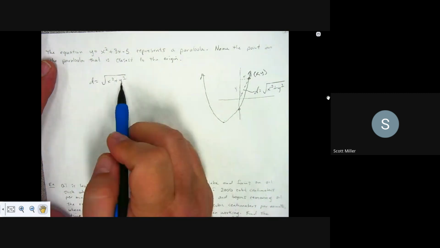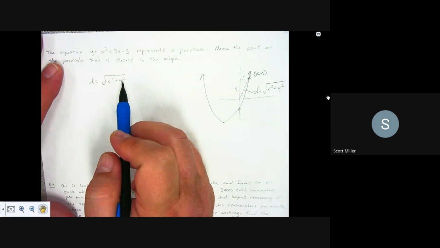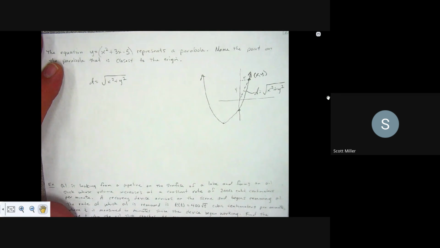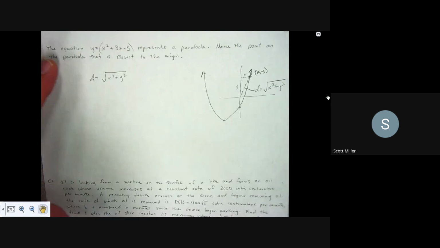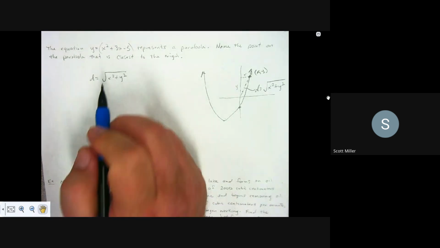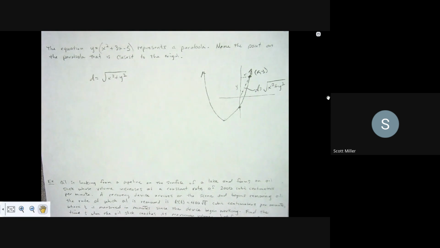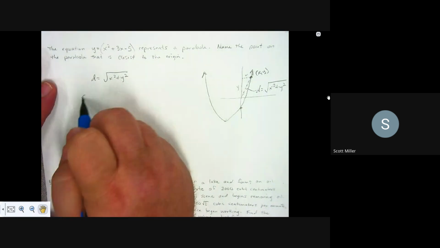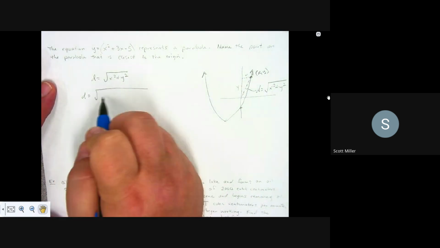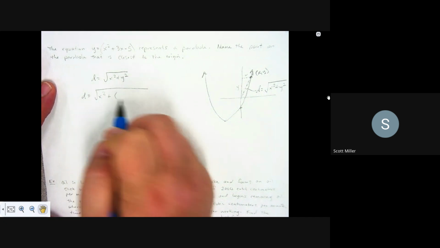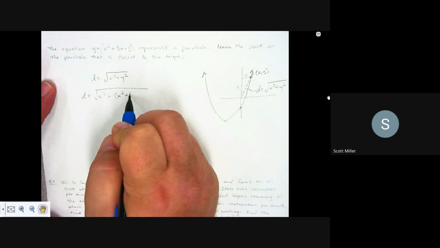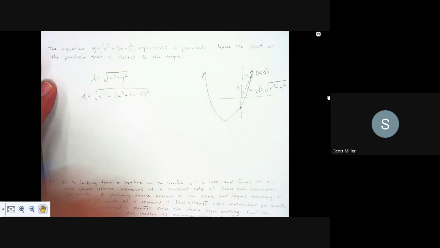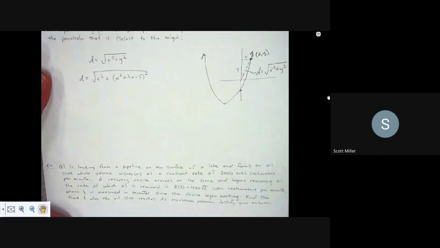But I have two variables, so I need to be able to get one variable in here. Luckily for us, they told us what y was, sitting right there. Okay? And so we go and plug that number in, and we get our distance is equal to the square root of x squared plus, and then this quantity right here, squared.